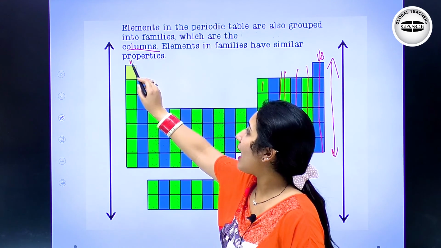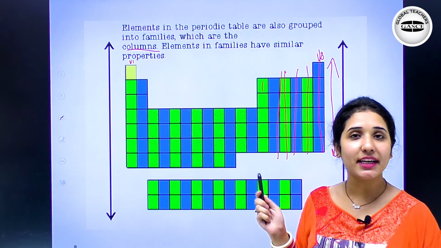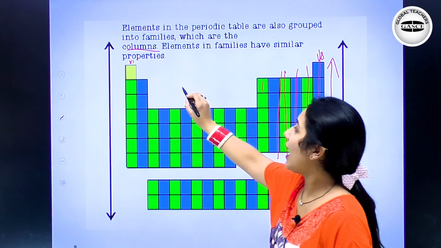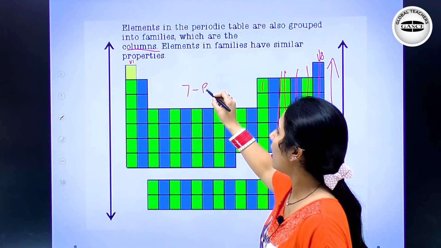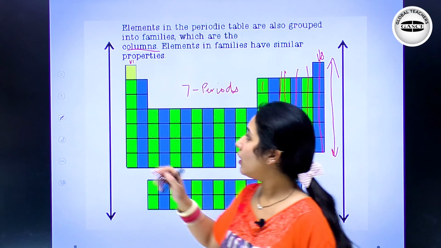So in total we have 18 groups. We start counting from here. We have 18 total groups, and we have a total of 7 periods in the periodic table. Let's move further now.